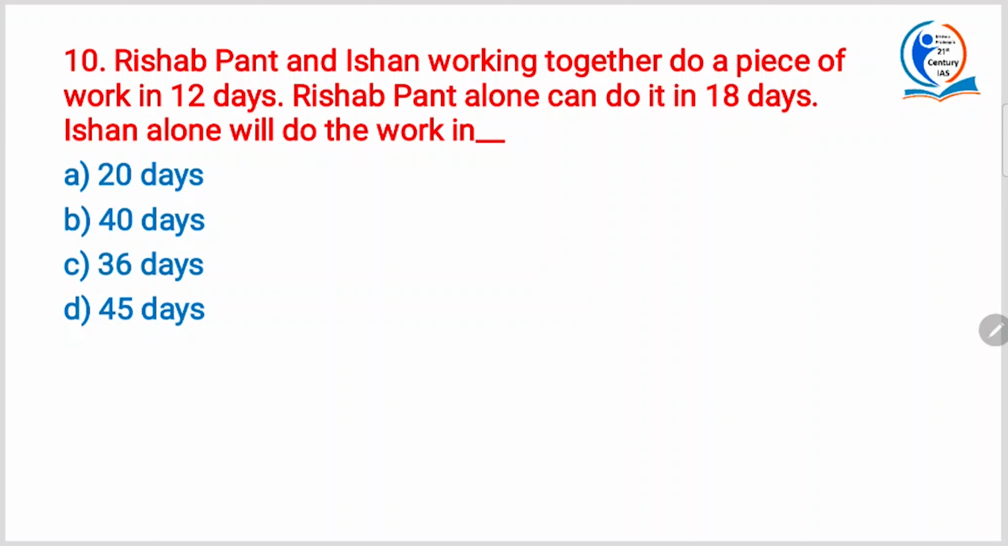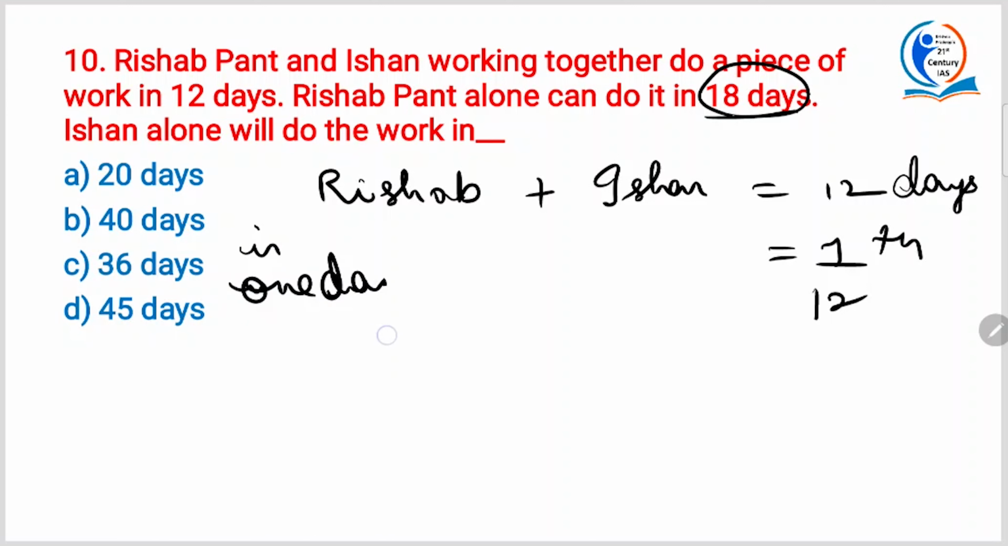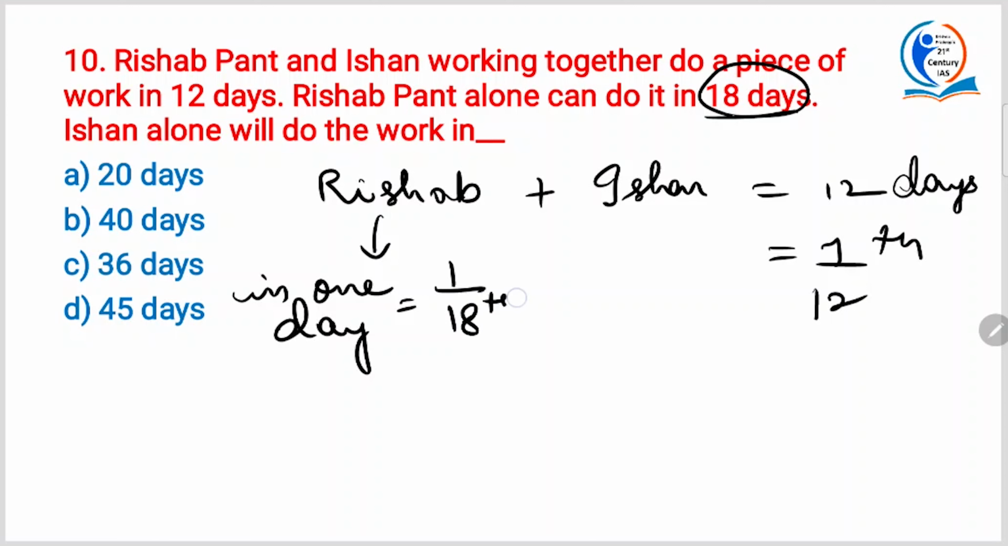Rishabh Pant and Ishan working together do a piece of work in 12 days. Rishabh Pant alone can do it in 18 days. Ishan alone will do the work in how many days? So Rishabh plus Ishan are taking 12 days. In one day, how much amount of work will they finish? It is 1 by 12th of the total work. Rishabh Pant alone can do it in 18 days, so in one day, how much amount of work will he finish? It is 1 by 18th of the work.